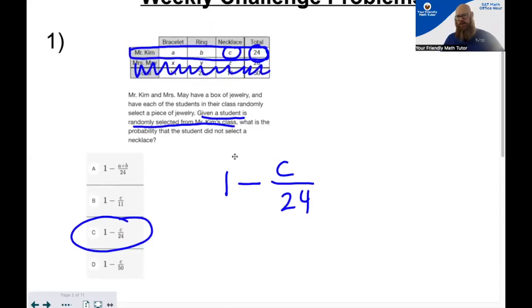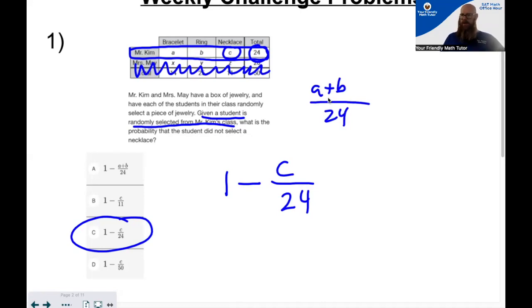It's also important to note that another way to do this, if this were open-ended, like in an actual math class, the probability that they did not select the necklace would be bracelet and ring. So that would be A plus B over 24. But again, that answer is not there. They can't have two answers there.